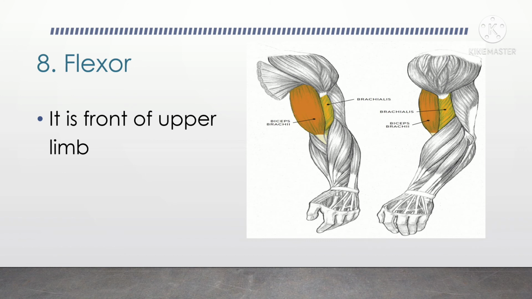Flexor region. Flexion, we learned regarding the action, that is the flexion action, that is decreasing the angle. The more the angle decreases, that action is called flexion. So whatever muscles are included in this are termed as a flexor. So it is present mostly in the upper limb, in the front region. As you can see, the biceps muscles.